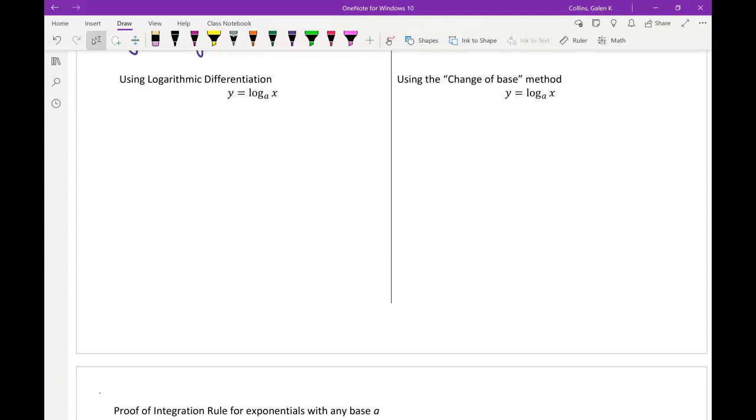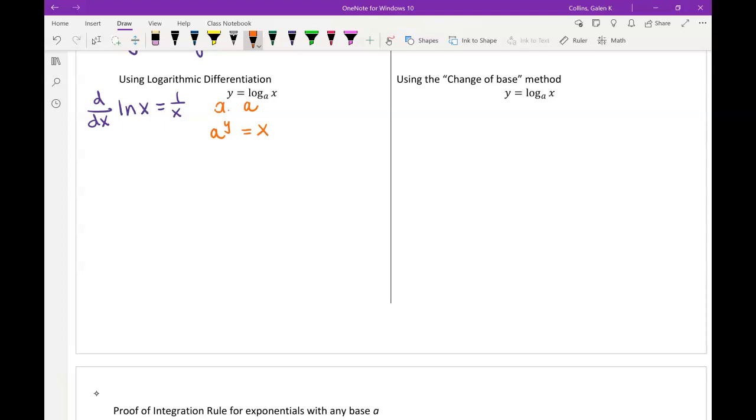So let's say that instead I want to find the derivative of a log that has a base that's not the natural base. So recall, we learned a long time ago that if I take the derivative of the natural log of x, I just get 1 over x. So that's the rule I know, but I don't know what to do when I'm taking the derivative of a log with a different base. The first thing I'm going to do is exponentiate both sides of this equation with the base a. So when I do that, the left-hand side is a to the power of y, and the right-hand side is just x.